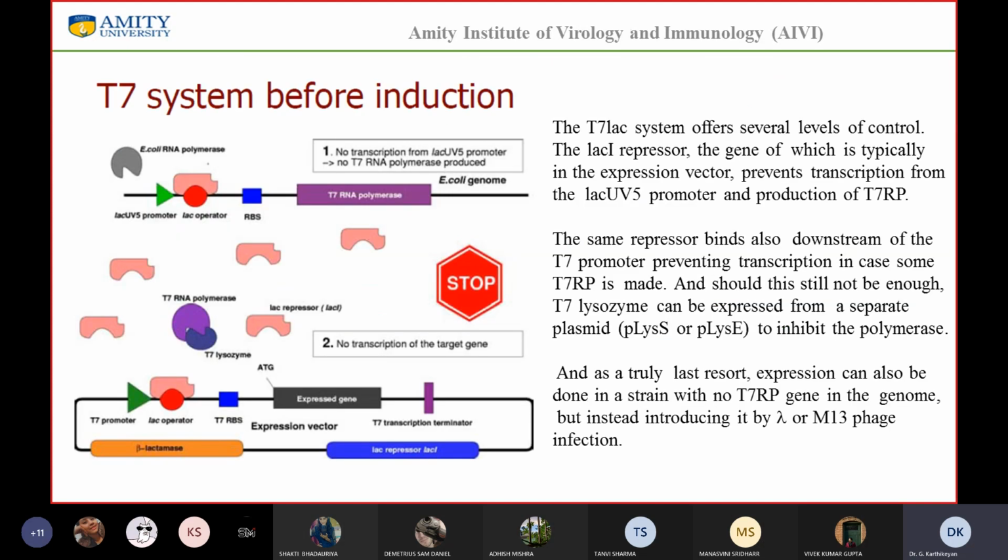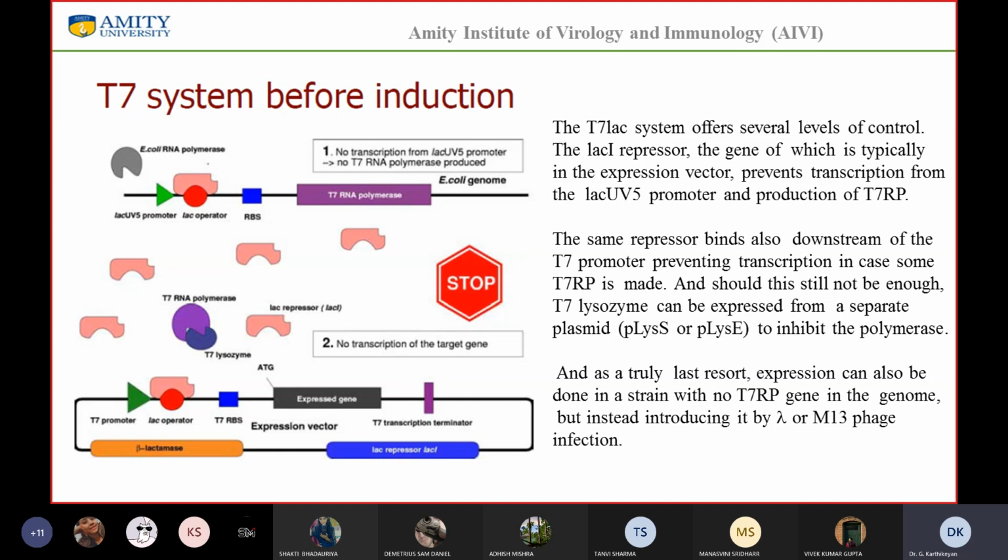Okay. So this just shows you how the system looks before induction. This T7 induction is all done in specialized E. coli cells. It is not done in DH5 alpha, and it is not done in XL1-Blue. It is not done in JM101, whatever. These are all done in very specialized E. coli cells, which we will have a brief look at in our next class. And these are called BL21(DE3), or sometimes people simply call it BL21.